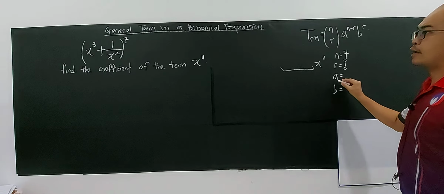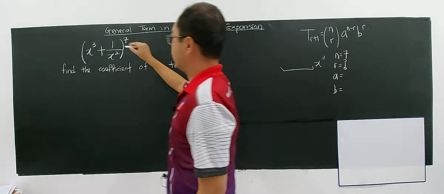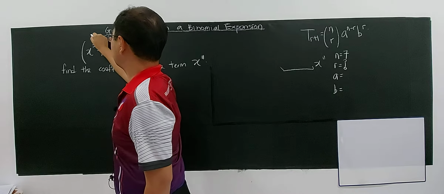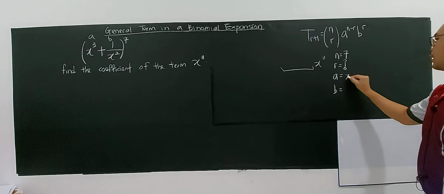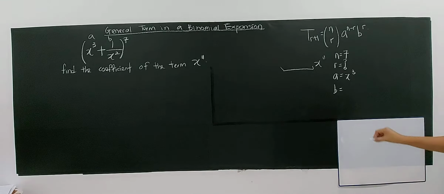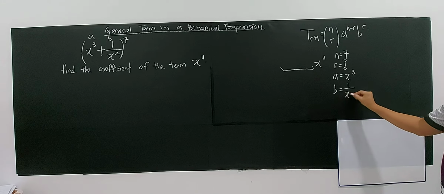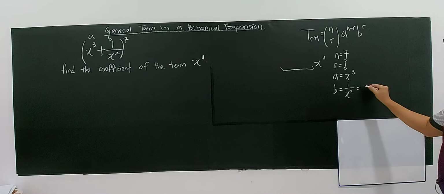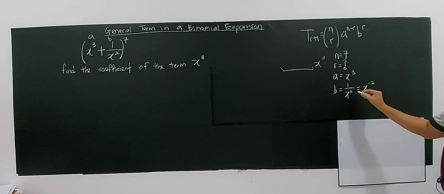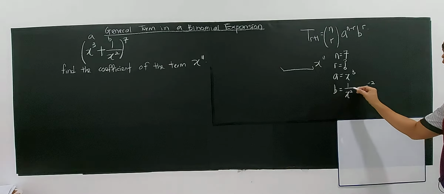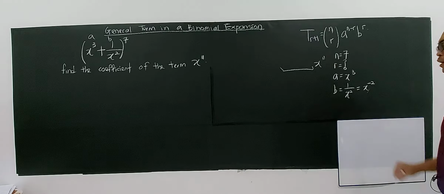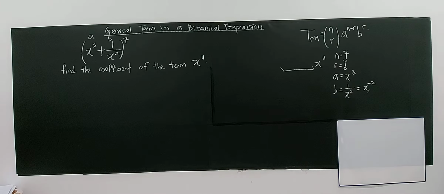So this is your a plus b. a is x to the power of 3, and b is 1 over x to the power of 2. Usually I will ask students to write it in the form of a negative power if it is a reciprocal function, so you change it to x to the power of negative 2. It is easier for me to solve this problem later.